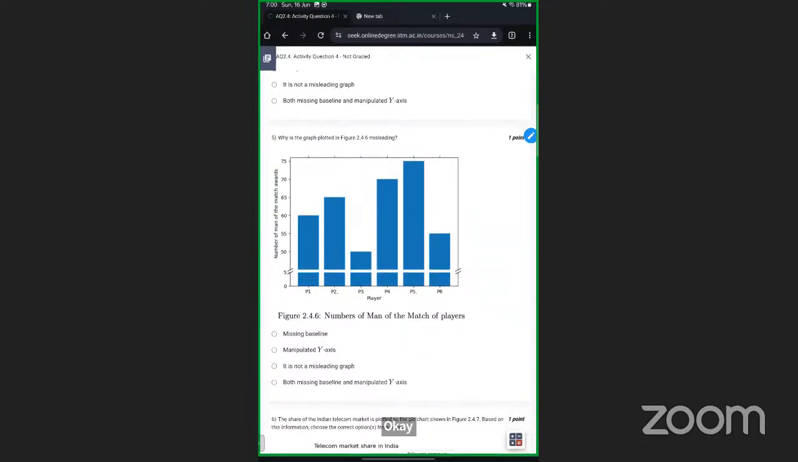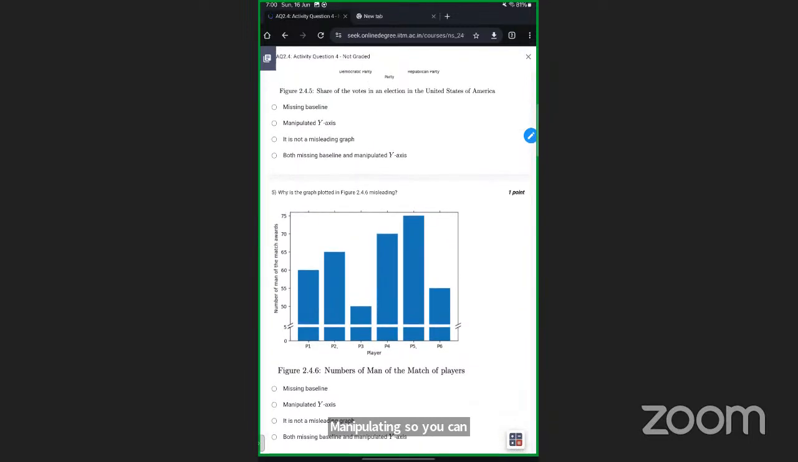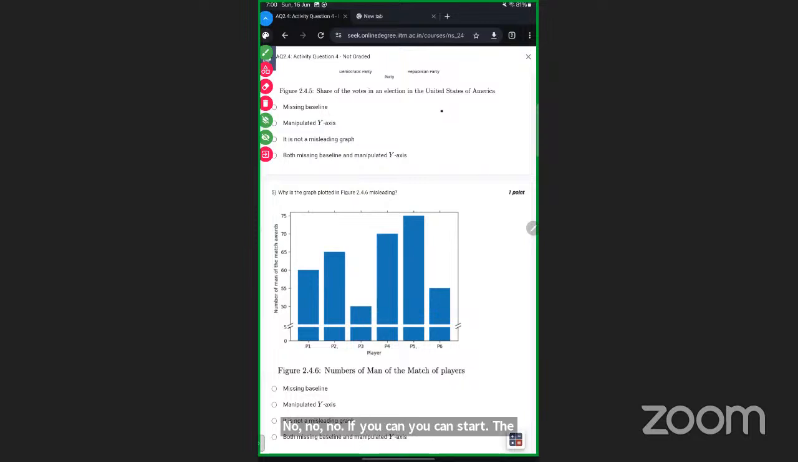Why is the graph plotted misleading? What is the meaning of manipulated y-axis? You can manipulate the y-axis and all, right? You can start the starting point from any other number.